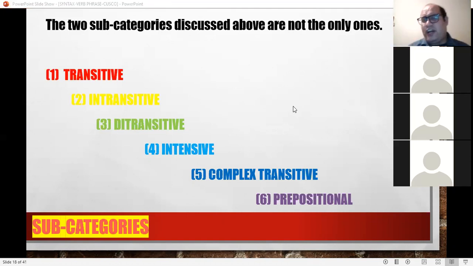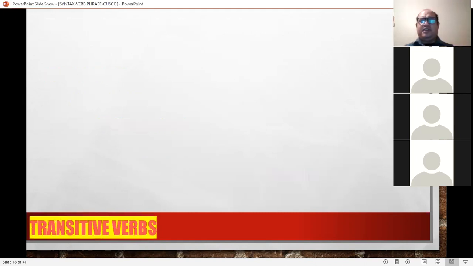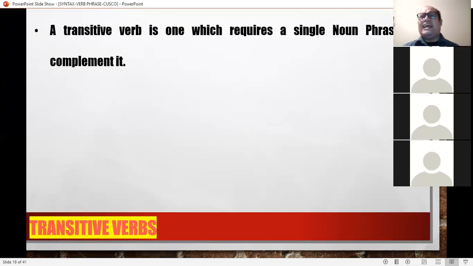Let's start. We are going to remember these six subcategories. Remember, these are subcategories of lexical verbs. We're talking about the lexical or main verbs. Transitive, intransitive, ditransitive, intensive, complex transitive, and prepositional. Let's start here with the first one, transitive verb. What is a transitive verb? It's a verb which requires a single noun phrase to complement it.